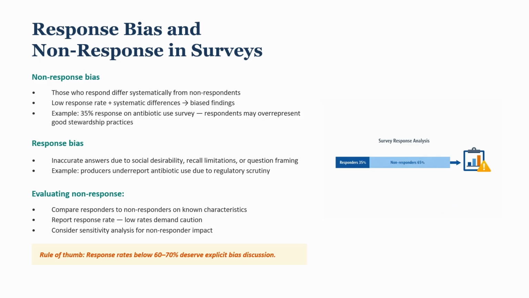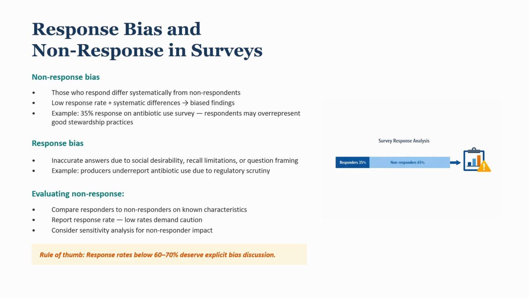Survey-based epidemiology introduces a specific validity threat that deserves its own discussion: non-response bias. Non-response bias occurs when the animals, owners, or producers who respond to a survey differ systematically from those who don't, and those differences are related to the survey topic.